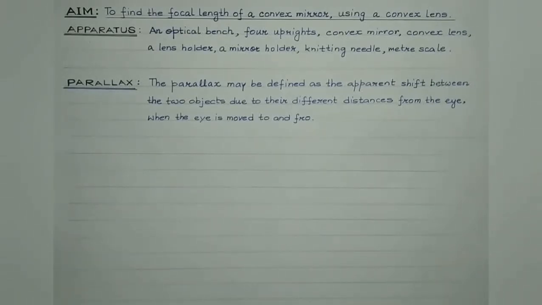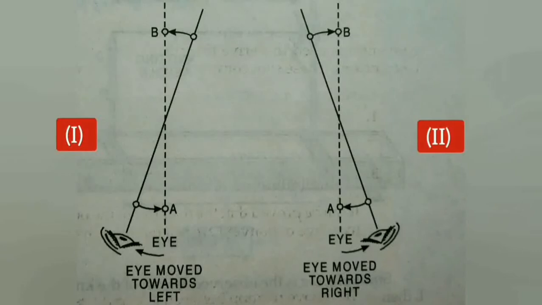To understand the technique of locating the position of the image by removing the parallax, consider that the two needles A and B are placed at different distances from the eye in line with it.